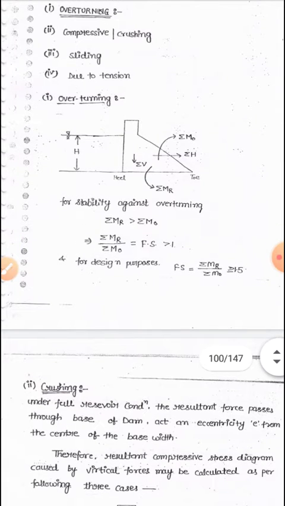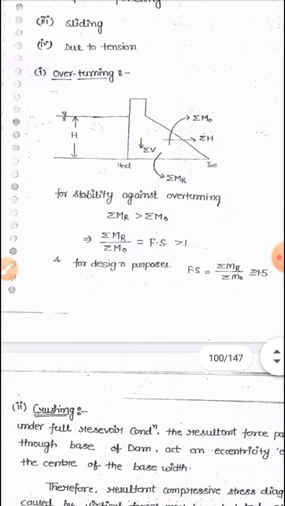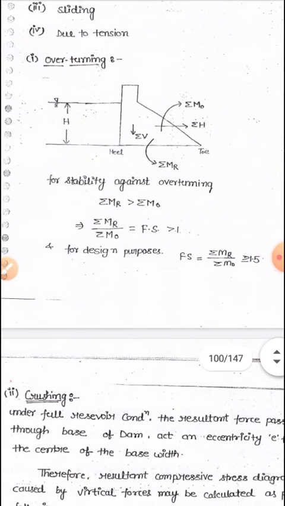So, for stability requirement, the dam should be safe against overturning, and the factor of safety against overturning is the ratio of restoring moment to the overturning moment, where sigma M_R is the restoring moment and sigma M_O is the overturning moment. The ratio of this should be greater than or equal to 1.5.